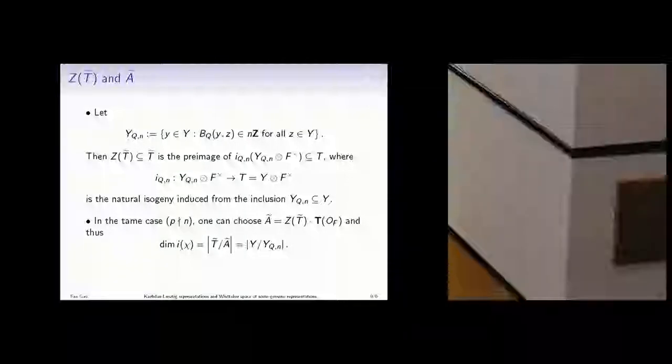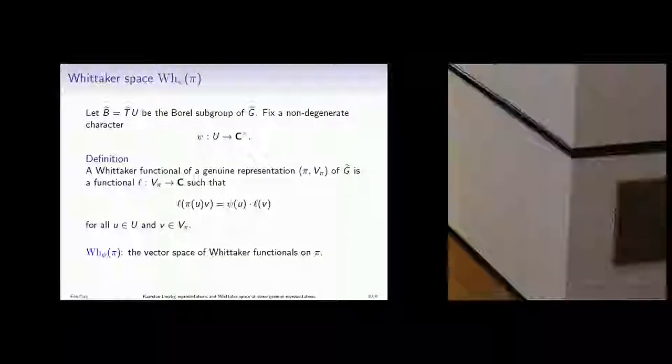In a special case, for instance, in a tame case, you can choose a very special maximal Abelian subgroup, which is, just pick the center and then pick the O_F rational points. In this case, you know the dimension can be computed by computing this finite Abelian group, Y mod Y_{Q,n}. Actually, this guy will play a very important role today in my talk. So now let me introduce a Whittaker space and then raise the question. By saying Whittaker functional, I mean since we have picked out this Borel subgroup and we know this unipotent subgroup splits, we will identify this as a subgroup of the covering group.